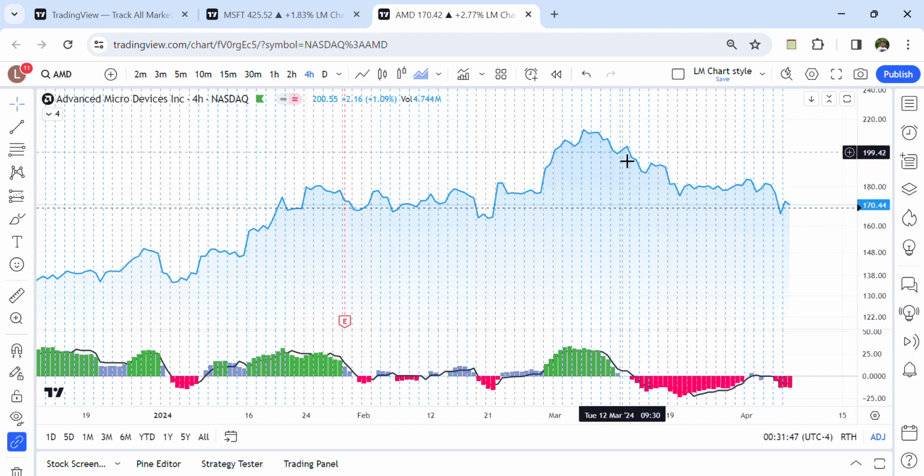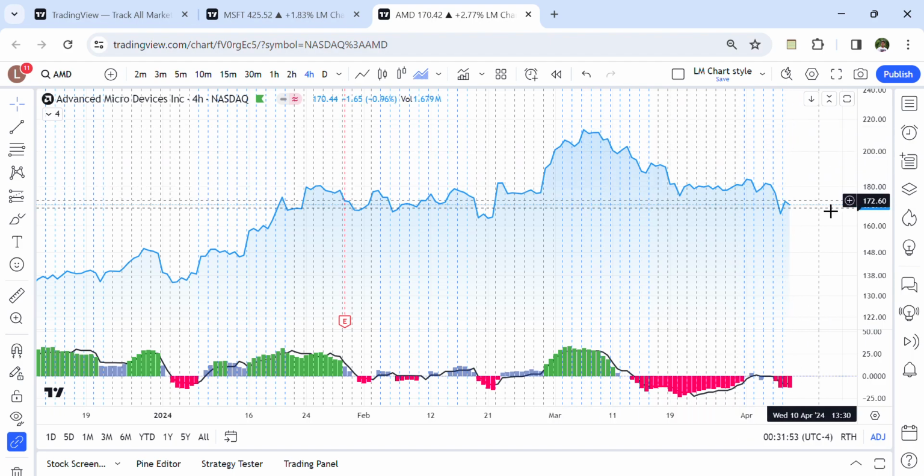Here, what do you see? First of all, currently we see that there is a downtrend in AMD on the 4 hour chart. So let's draw our trend line.